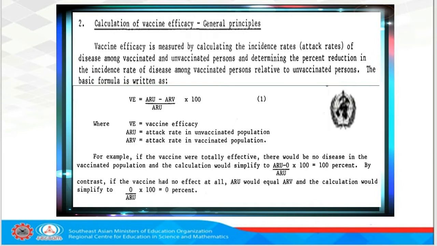For example, if the vaccine were totally effective, there would be no disease in the vaccinated population and the calculation would simplify to (ARU minus 0) div ARU multiplied by 100 equals 100%. By contrast, if the vaccine had no effect at all, ARU would equal ARV and the calculation would simplify to 0 div ARU multiplied by 100 equals 0%.